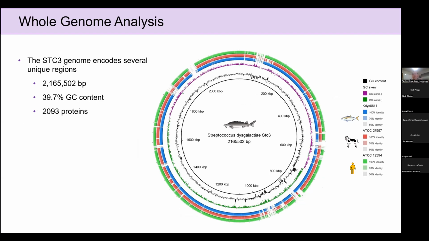This is also the first genome from that sturgeon isolate. So Hassan and the folks over at Mississippi State did an amazing job getting these genomes together. So the STC3 genome, you can see from the circular comparison graph that it has some really nice unique regions compared to, again, our fish clade 2 isolate from amberjack, as well as our Streptococcus equisimilis ATCC strains.